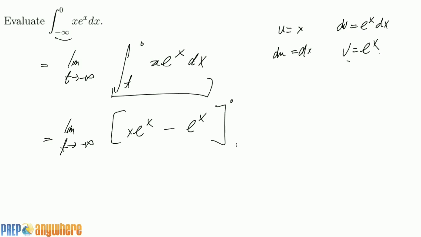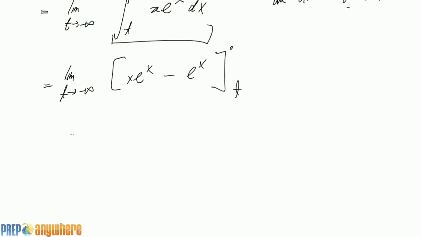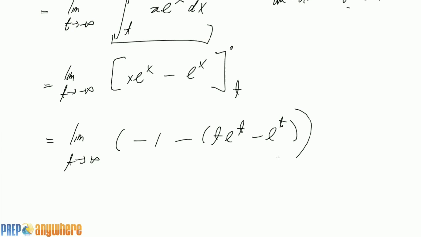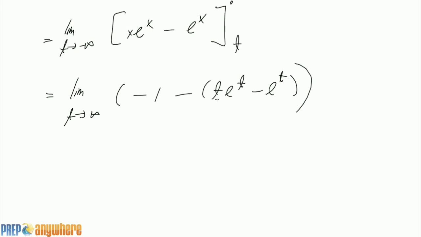So we have 0 and t. Plug in 0 and we get minus 1. And minus, plug in t: t e to the power of t minus e to the power of t. Don't forget this bracket, this inside bracket. A lot of students are too lazy with the bracket and they get the entire question wrong.